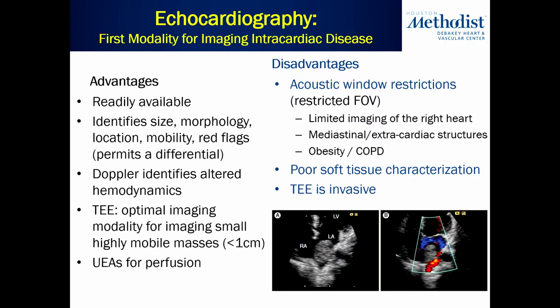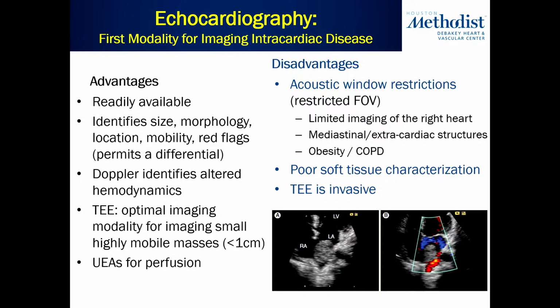So echocardiography, Carla already showed you all the tremendous advantages. It is the first-line test. It gives you great Doppler information, but there are some disadvantages that we should be open about. There are acoustic window restrictions, so you have a limited field of view, frequently of the right side of the heart. If your patient has COPD or obesity, you may not be able to visualize things well. And because it's a triangular field of view, it's a small field of view. You really don't have full information on what's going on in the chest.